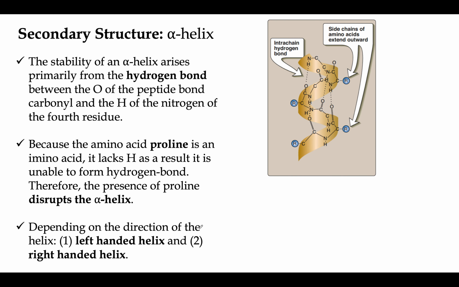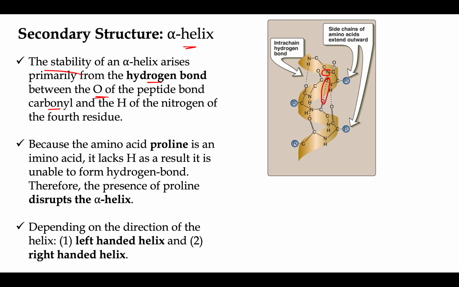So let us quickly look at the different types of secondary structure. We start with the alpha helix. So the stability of an alpha helix arises primarily from the hydrogen bond, and this hydrogen bond is formed between the oxygen of the peptide bond carbonyl and the hydrogen of the nitrogen on the fourth residue. So if I take 1, 2, 3, 4, you will see here that this is the nitrogen of the fourth residue, and this is the hydrogen bond that is formed in this particular alpha helical structure.